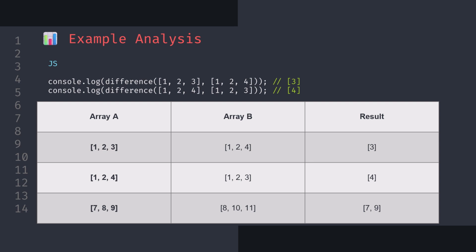The first example returns 3 because 1 and 2 exist in both arrays. The second shows 4, which is missing from the second array. And in the third, 7 and 9 are unique values in the first array.